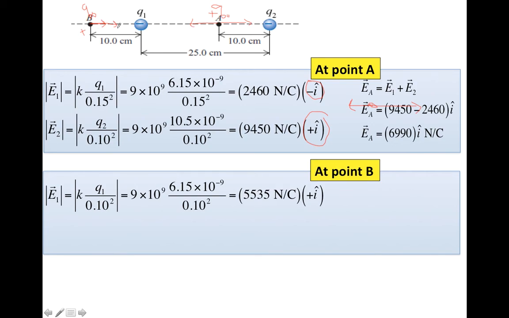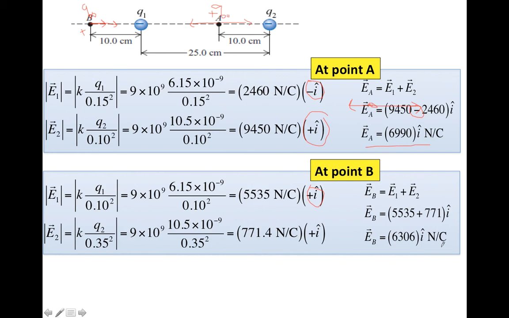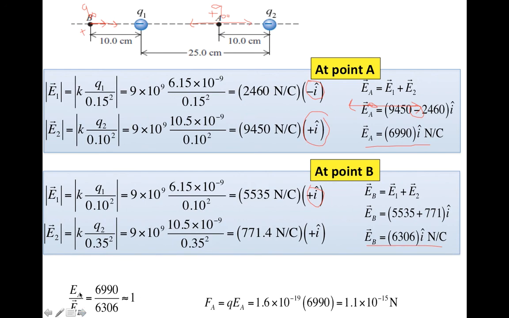But these both are along the positive i hat, as you can see, and while these at A will subtract, these will add. So this will give me that, and again it's positive. So when I add them, I get the electric field is equal to 6,300. Now the interesting point is that if you compare these two, the electric field at point A and the electric field at point B, and if you take the ratio, you see that it's almost 1.